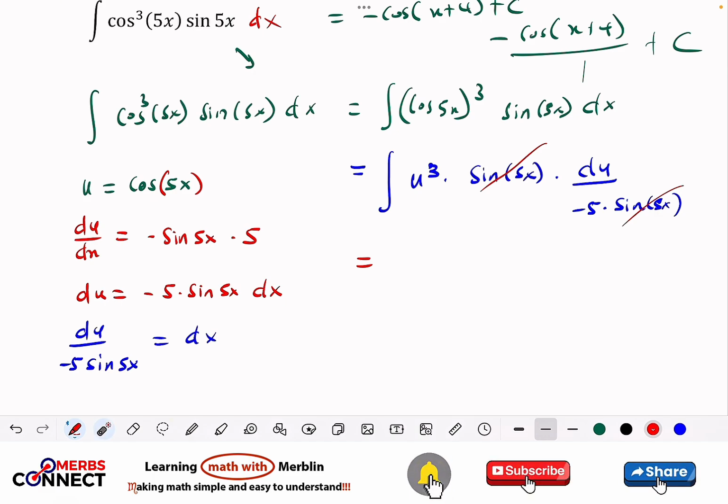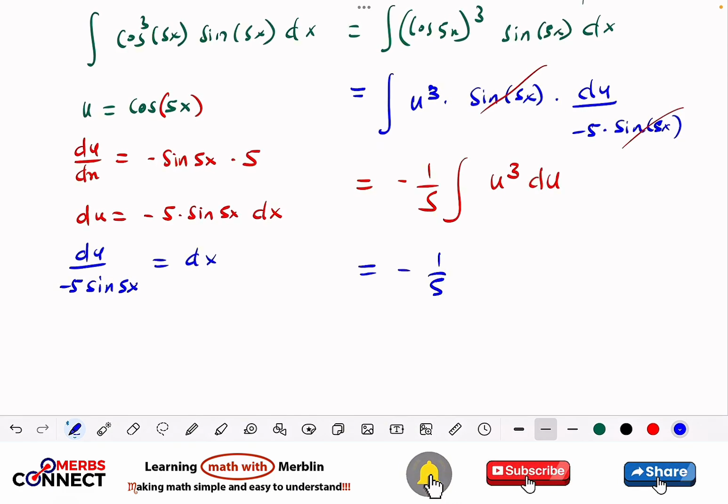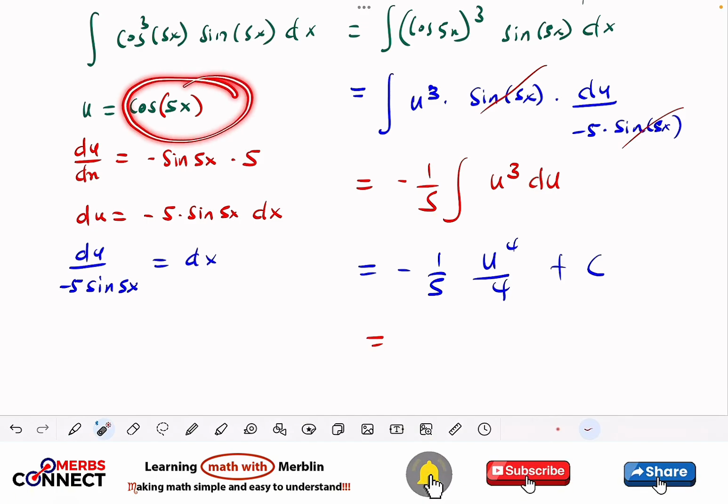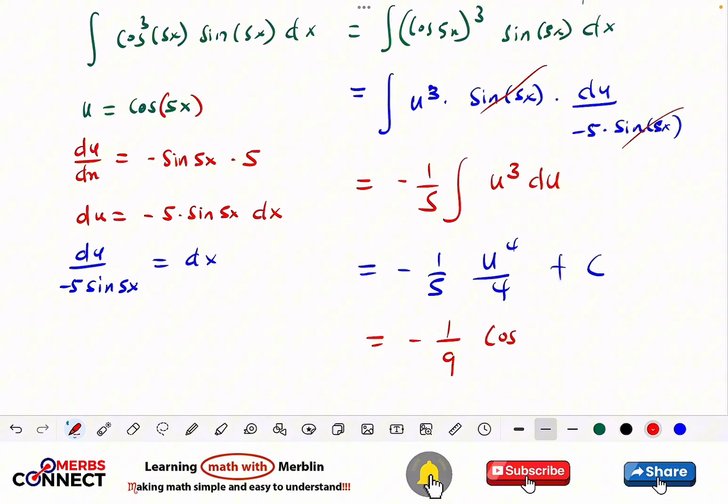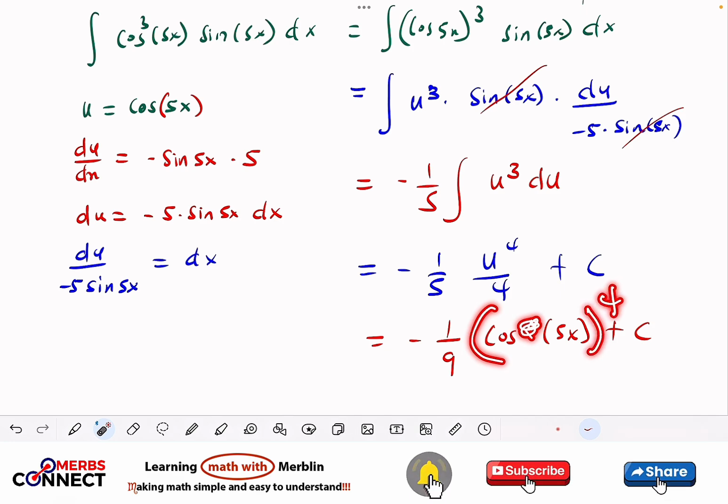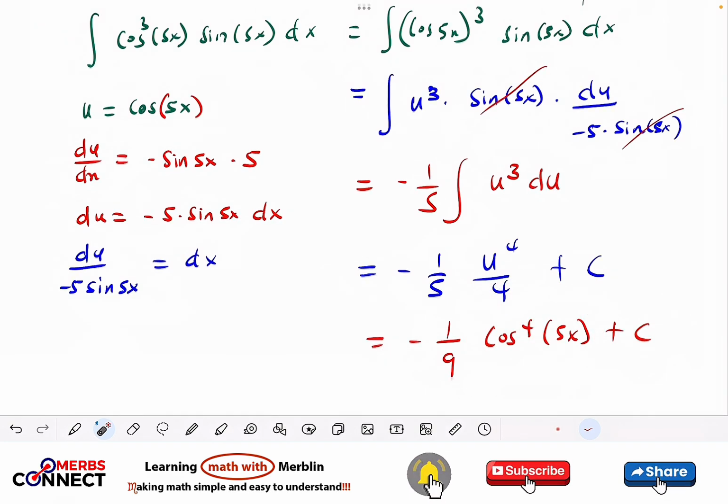So this is going to give us, I can factor 1 over minus 5 out. So I'm going to have minus 1 over 5 out. And this will be u to the power 3 du. And this is going to give us minus 1 over 5 times u to the power 4 divided by 4 using the power rule plus c. So u is this. So I'm going to have minus 1 over 20 cos to the power 4 of 5x plus c. So that's what I'm going to get from here. Or if you don't want to put the 4 here, this to the power 4. And this is what you are going to get as your final results.